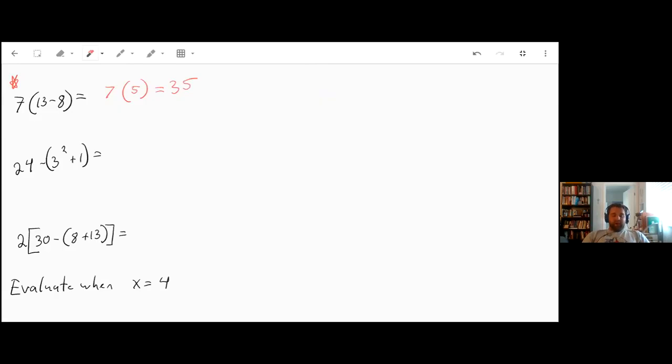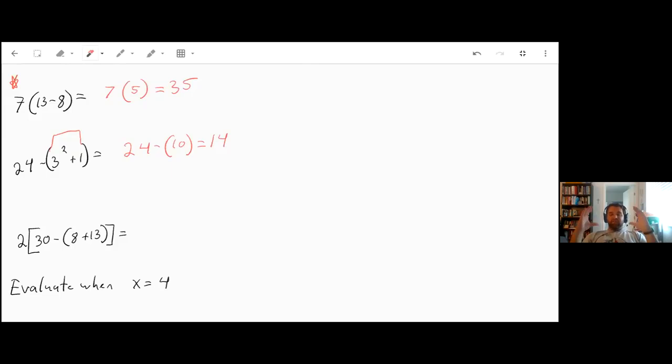On this next one, we'll start out looking inside our parentheses again. But when you're looking inside the parentheses, you have to make sure you still follow the order of operations within the parentheses. So looking here, we actually have to do the exponent first before we can add the 1. So 3 squared is 9, plus 1 would be 10. So 24 minus 10 brings us down to 14.